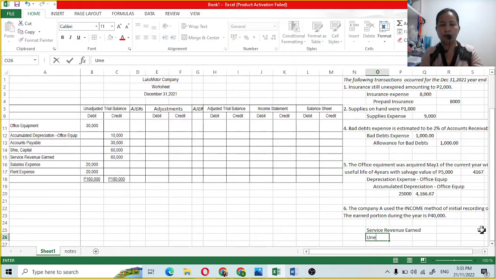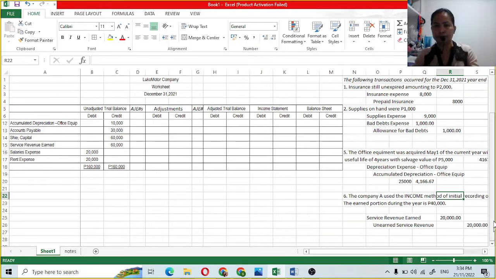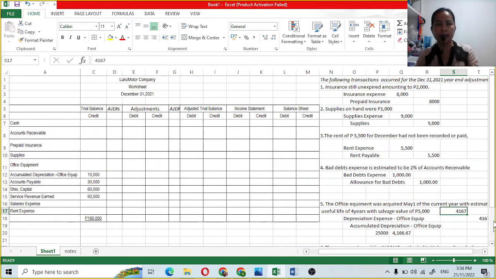And then credit unearned service revenue. Okay? Ang tanong, magkano? Ang sabi niya, 40,000 lang ang earned portion. So, out of 60,000, kung 40,000 lang ang earned, so, definitely, 20,000 yung liability. Okay ba? Naintindihan? Yung liability, nakakredit po natin ang ating liability. So, i-record natin, nilagay natin yan mamaya sa bottom. Okay? So, that's 20,000 pesos. So, pwede na tayong mag-post.